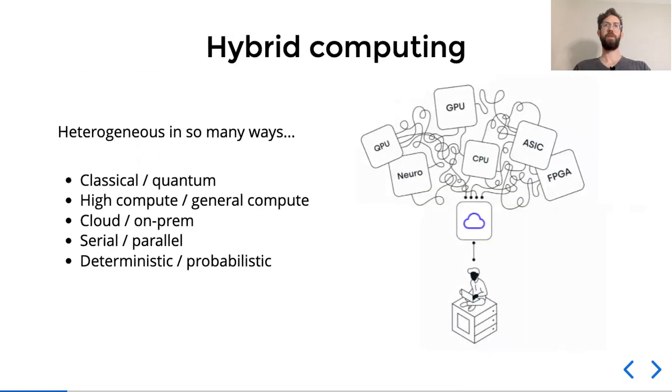In the era of hybrid computing, there are more options than ever when it comes to how you interact with HPC devices. Experiments become heterogeneous in so many ways. They can be classical or quantum, use high compute or general compute resources, use cloud or on-prem compute clusters, involve serial or parallel algorithms, and even deterministic or probabilistic algorithms. In reality, we are transitioning to a world where all of these options can be considered together for a single application. It can become very difficult to make sense of so many options.